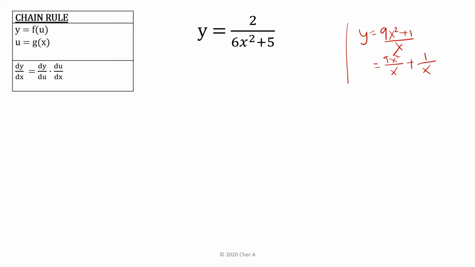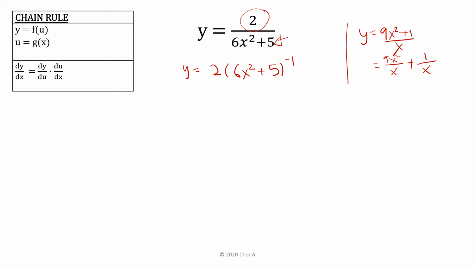However, for this question here, they don't share a common denominator, and there is no numerator for you to split up. It is just a single 2. So then we'll have to change this form. I'm going to change it this way: 2 times 6x squared plus 5 to the power of negative 1. Why negative 1? Because 6x squared plus 5 was in the denominator. So to bring it up, the power, which is 1, will become negative.